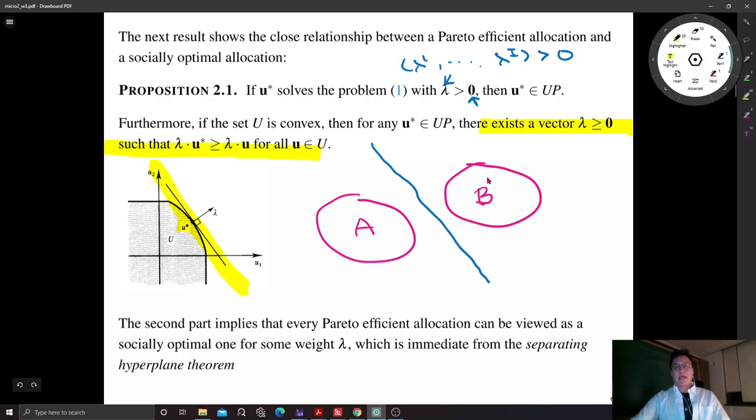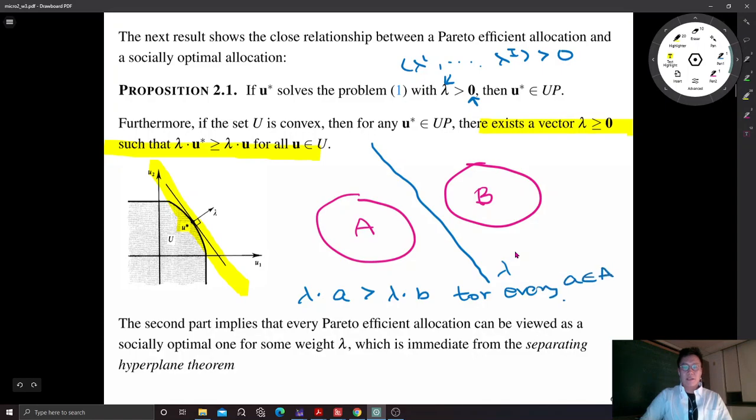that perfectly separates A and B. So let me call this hyperplane lambda. Then lambda dot a is larger than lambda dot b for every element a in set A and every element b in the set B. So there exists a hyperplane lambda such that the dot product with any element in the set A is always higher than the dot product with any element in the set B. That is the first version.